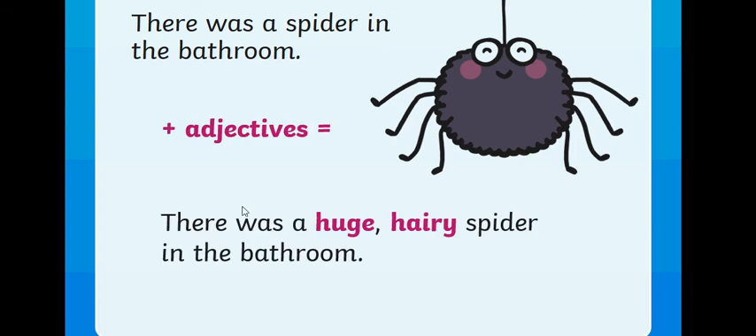Okay, so here we've added some adjectives. Let's read it again. There was a huge, hairy spider in the bathroom. Oh dear. So it wasn't a tiny one after all. It was a huge and hairy spider. And now we can imagine the spider in our minds, and it makes the writing a bit more frightening.